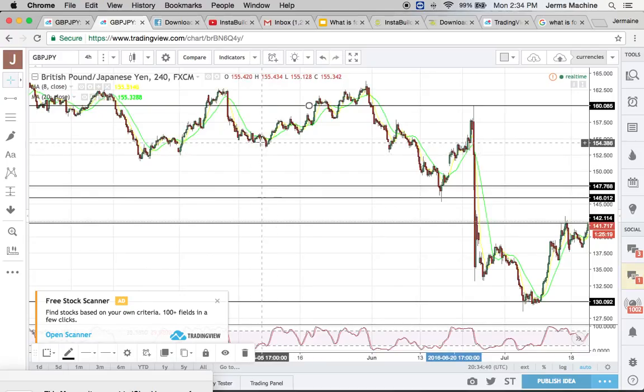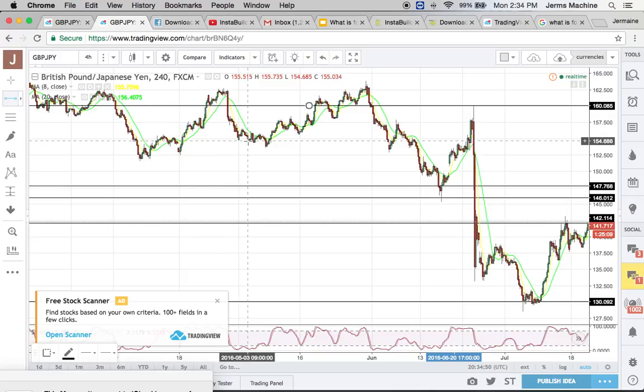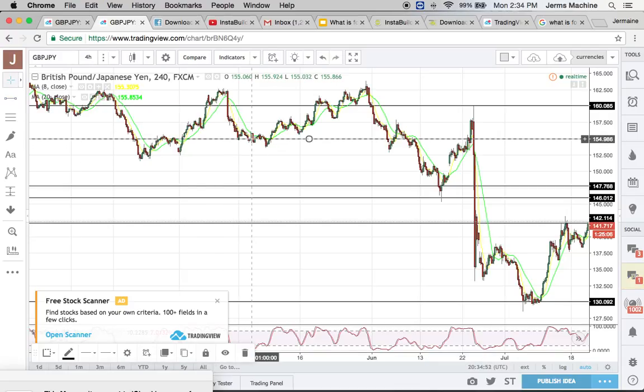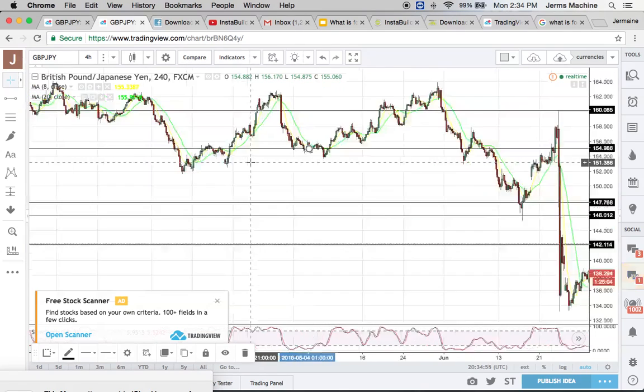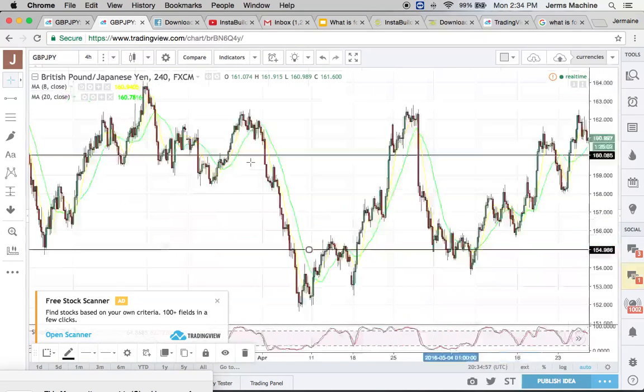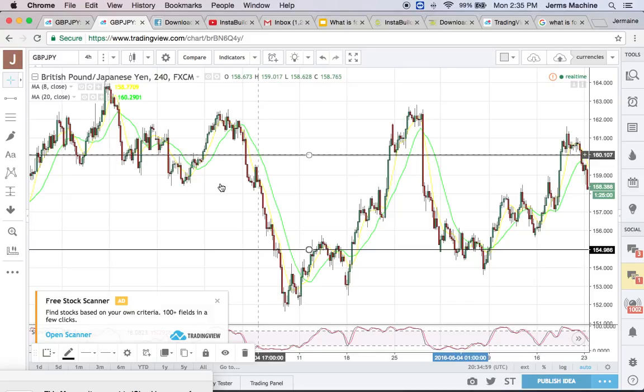Also, I'm going to put one right here, because you can see here it stopped price from going up. Here it stopped price from falling, so that's a potential support area. Now, the more you draw these, the more you'll get used to it. There's plenty of videos you guys can watch on YouTube telling you what support and resistance is.